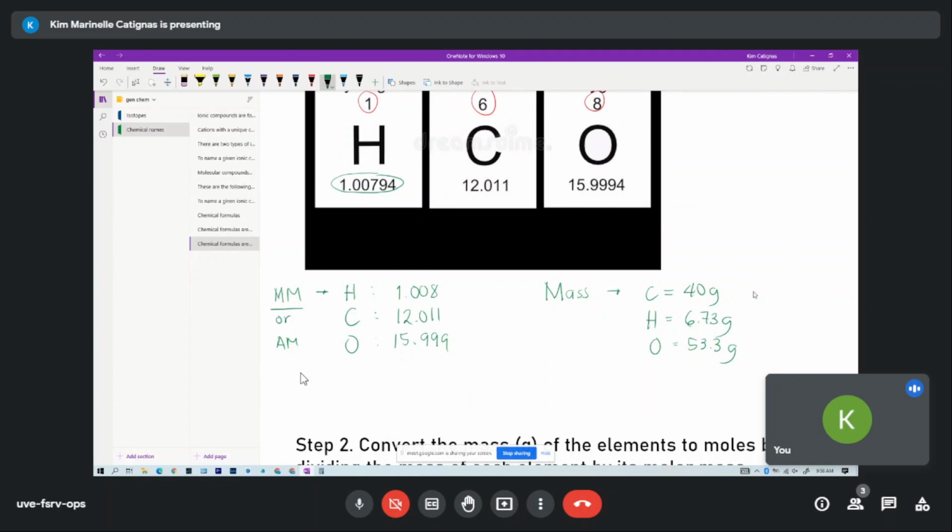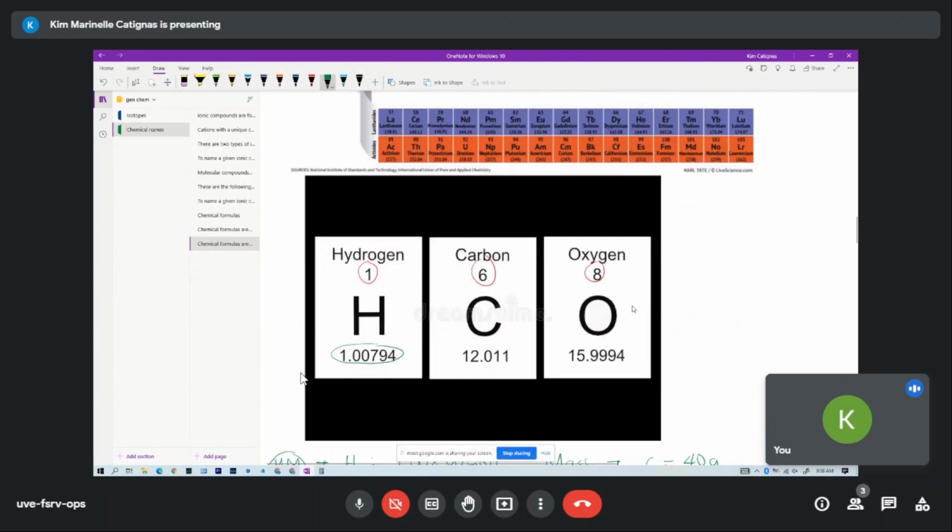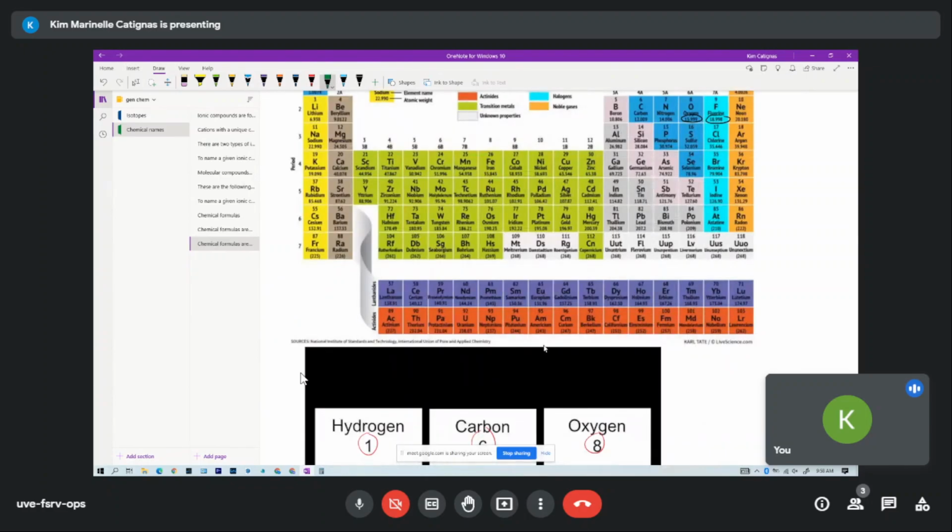Ma'am, ano po bang unit na ginagamit natin sa molar mass? So, ang unit kasi na ginagamit natin dito is grams per mole. Okay, lahat yan, grams per mole. So, lahat ng nakikita nyo dito sa ilalim na part, ang unit niyan is grams per mole.